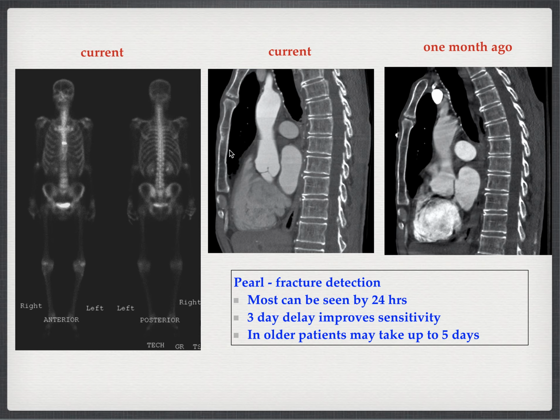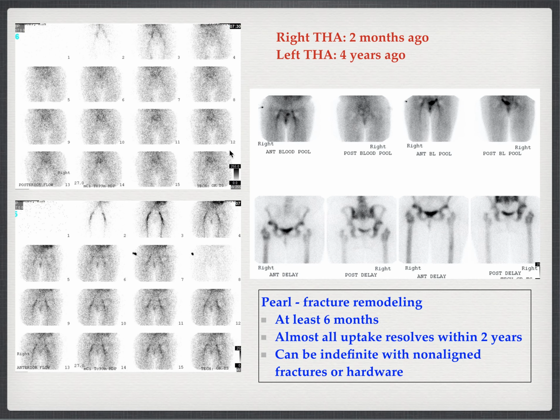For fracture detection, most of them can be seen in 24 hours. By 3 days, really all of them should be noted, except in some elderly patients where it may take up to 5 days for the bone scan to show fracture. Now, compare that with MRI that will show edema in STIR images. I don't know how quickly, but probably much quicker than a bone scan. The fracture remodeling can go on for a while.